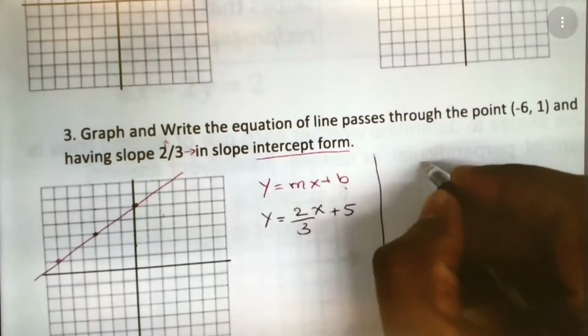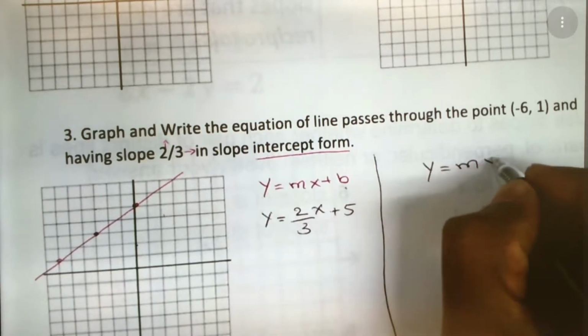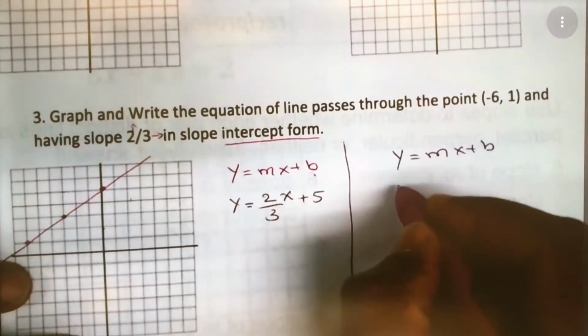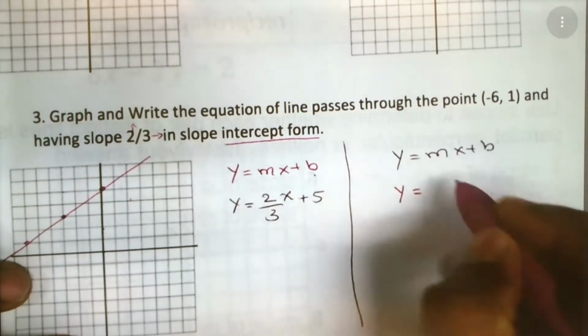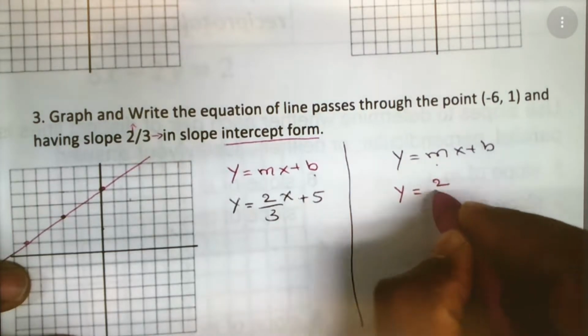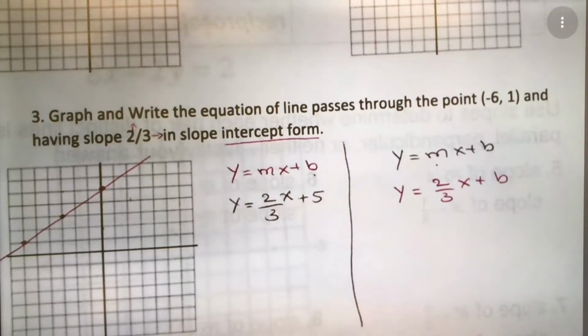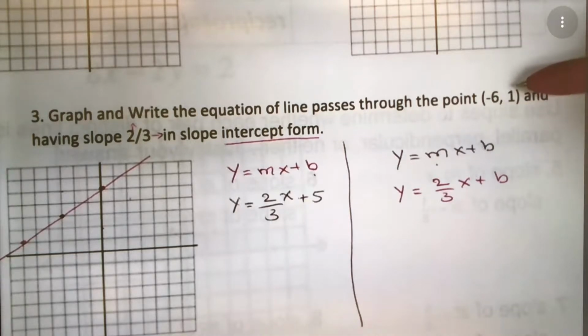So I need to write the equation y equals mx plus b. At this point, I know the slope, so I can rewrite the equation as y equals 2/3 x plus b. I am missing the y-intercept b. To figure out b, I use this point, -6, -1.